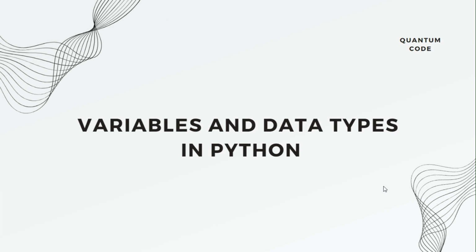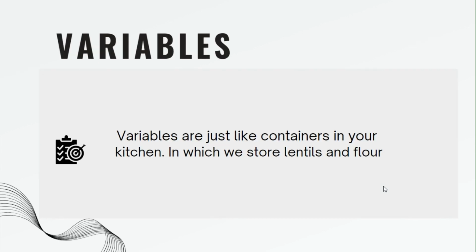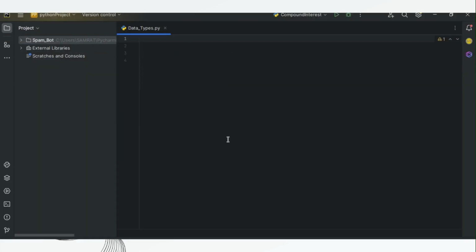So let us consider variables first in our lecture. Basically, variables are just like containers in your kitchen in which you store flour, rice, etc. Similarly, in Python, you can store various data types and data, just like we store food in our jars. So let us move on to our computer and do the practical of variables and data types.